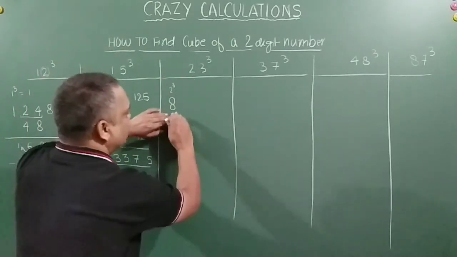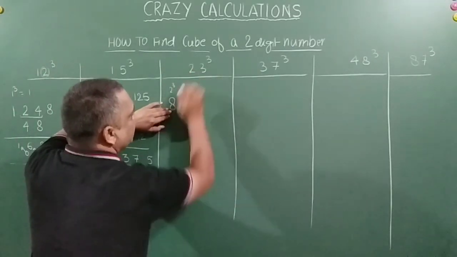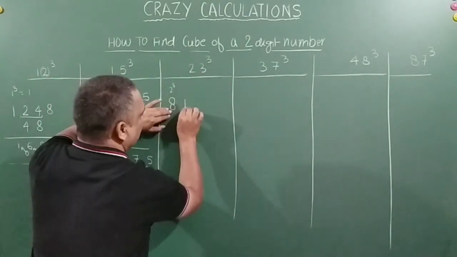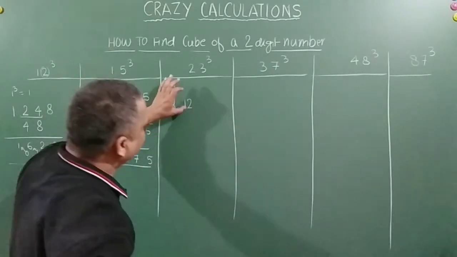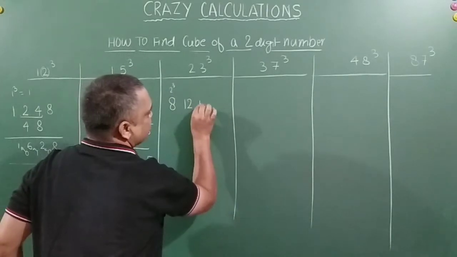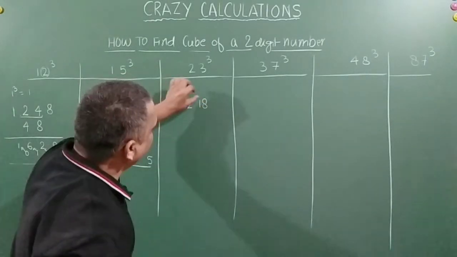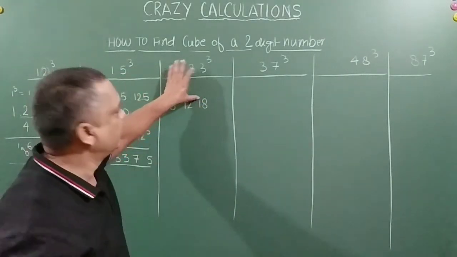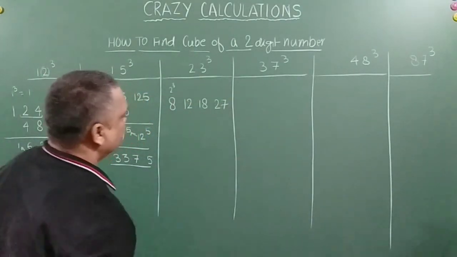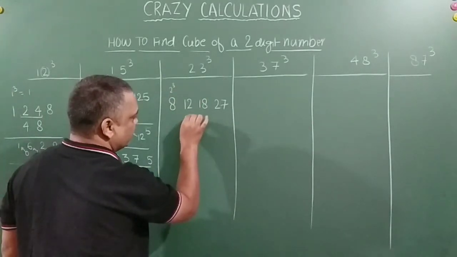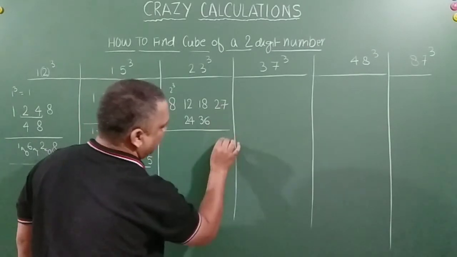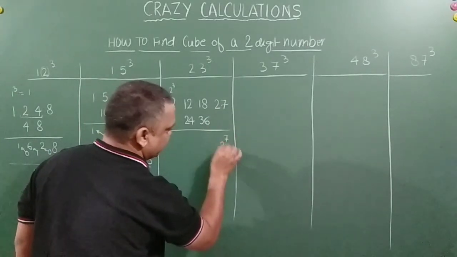Right? Now I will divide 8 with 2. Answer is 4. 4 into 3. Answer is 12. I will divide 12 with 2. Answer is 6. 6 into 3 is 18. Divide 18 with 2. Answer is 9. 9 into 3 is 27. You got it? Now I double it up. This becomes 24 and this becomes 36. Right? Now I will write it in this form which I have told you earlier.